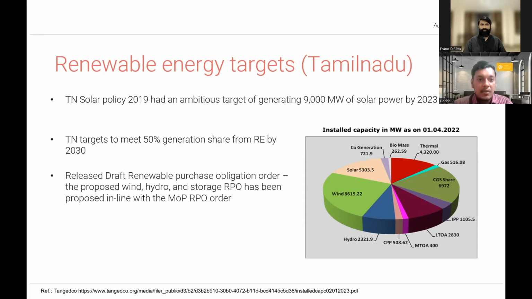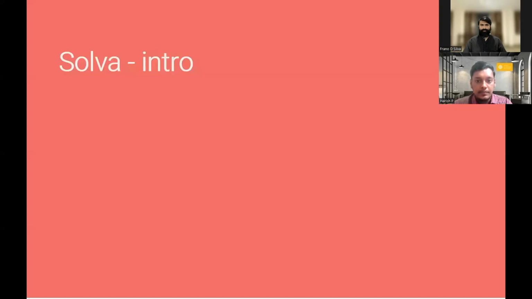So that's a quick snapshot and overview of the renewable energy status currently in India, and we have given a state-specific example as well. Next slide, please. Next would be the introduction of Solva. Now I'll just hand it over to Mr. Frano from Auroville Consulting, being the subject matter expert. I think he'll be taking us through this tool and demo. Over to you, Frano.